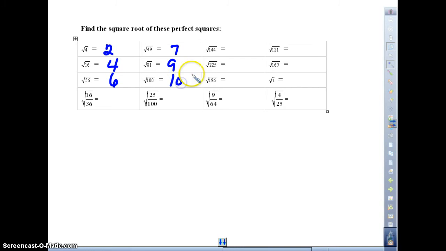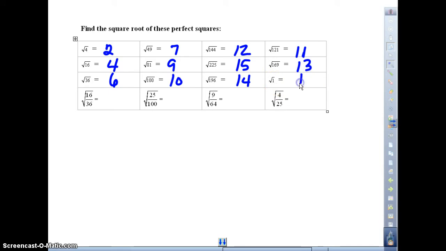What number times itself gives you 144? What number times itself gives you 225? What number times itself gives you 196? What number times itself gives you 121? What number times itself gives you 169? What number times itself gives you 1?